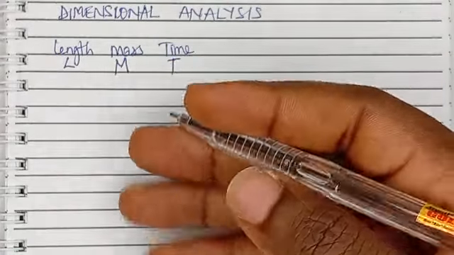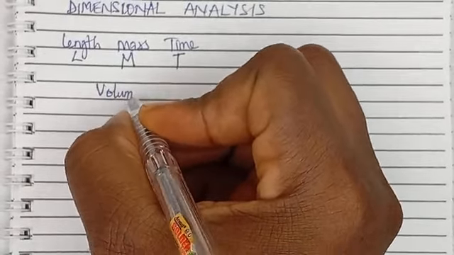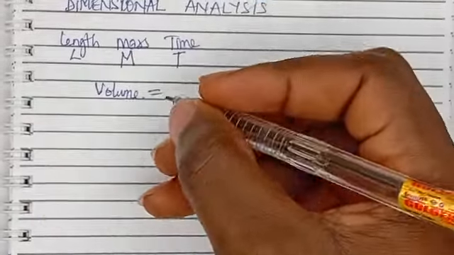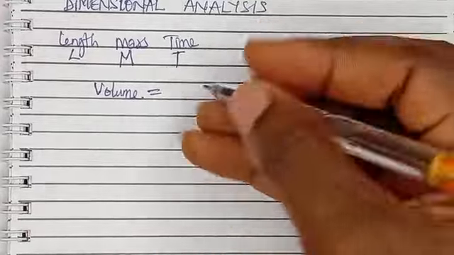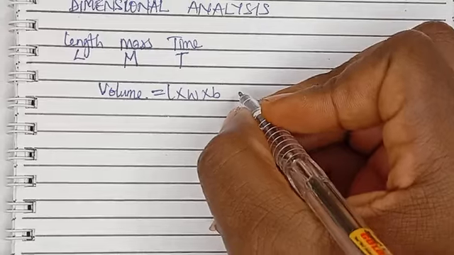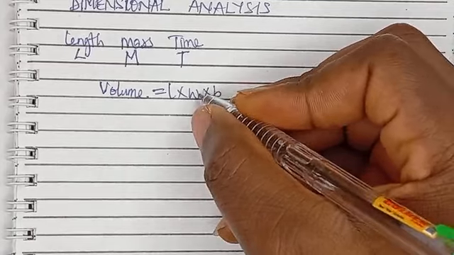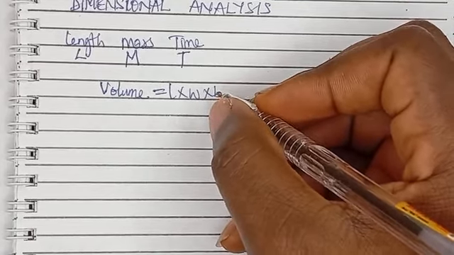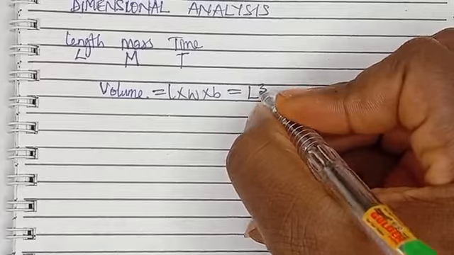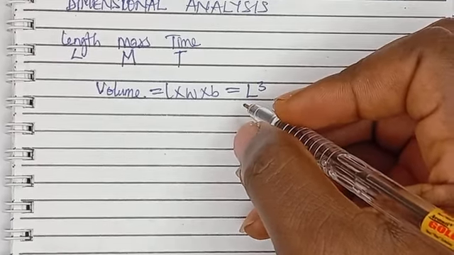Now let's take a physical quantity like volume, for example. When we have volume and we are to get its dimension, from the formula, volume is length times width times breadth or height. These are all measurements of length. Length is a length, width is a length, the height or breadth is a length. So we can see that dimensionally the volume is equal to L cubed. That is three different kinds of lengths multiplied.